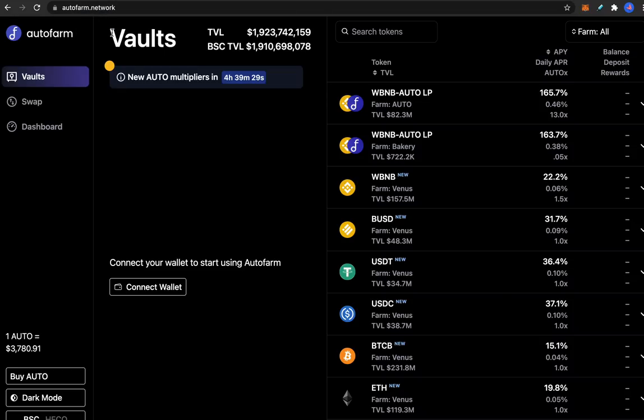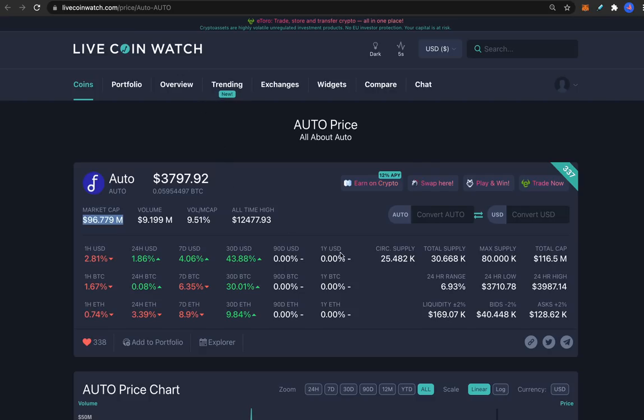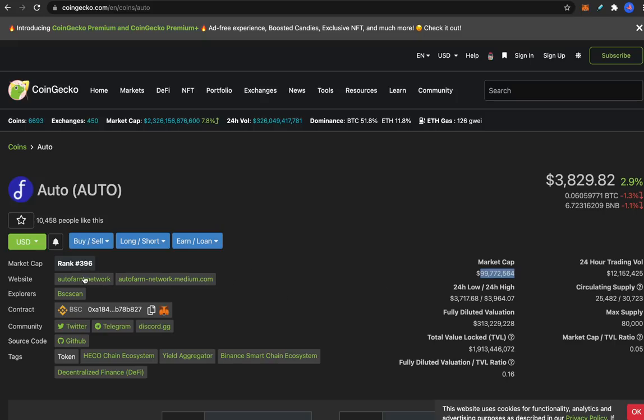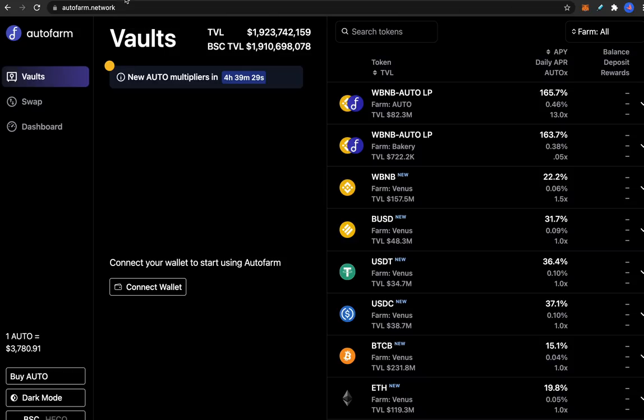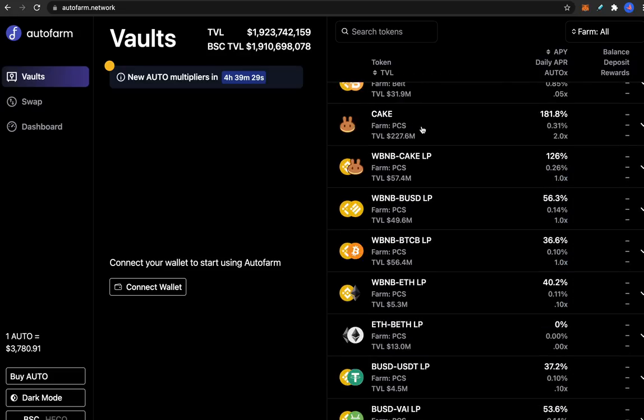So the next step is to go to the actual website of the project. In this case, we go to autofarm.network, and you can easily get there by clicking the link on Livecoin Watch or on CoinGecko. This makes sure that you are on the right page and it is not a scam page from Google SEO hackers trying to steal your money. So using these links is always the right choice. But anyway, we are currently on the website, and here what you want to do is make sure that the website is actually working.